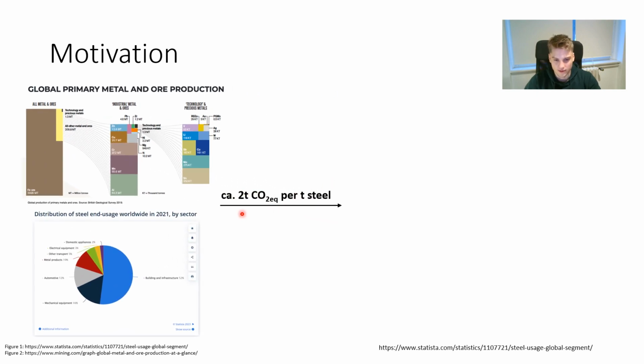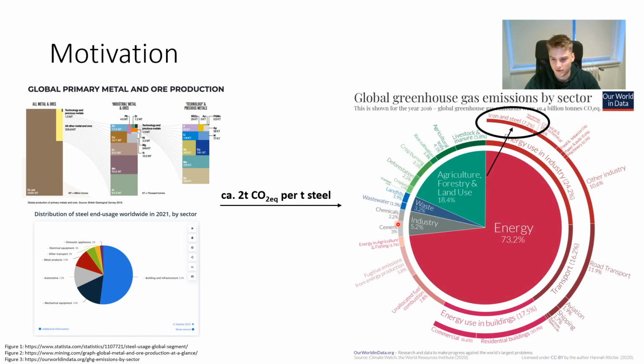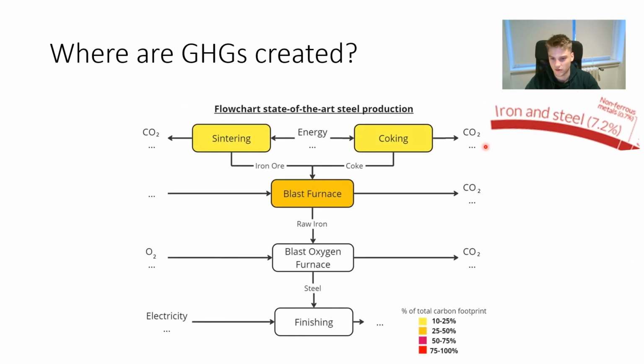Together with the rather carbon-intensive production of nearly 2 tons of CO2 equivalents per ton steel, the iron and steel sector, as a consequence, has a significant share of the global greenhouse gas emissions. And by significant, I mean that the iron and steel sector is responsible for around 7% of the global total greenhouse gas emissions. To better understand these emissions and how they are created, we now look closer into the production of steel, shown here in the flowchart.